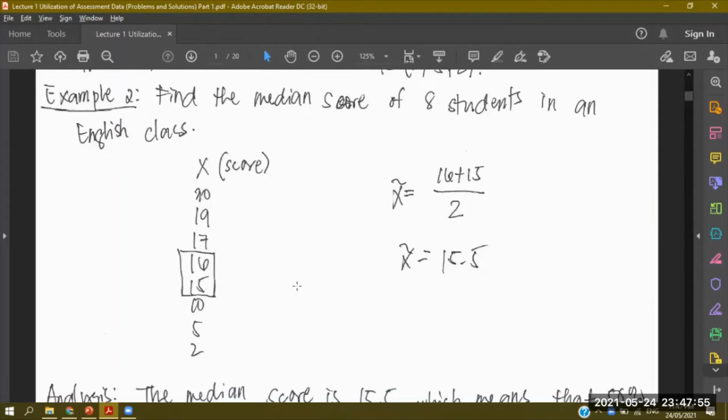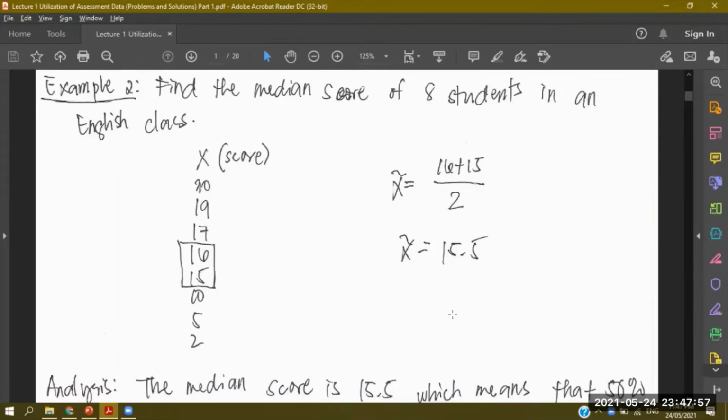Sir, ito na po yung median score natin, no? Because our median score is actually only one. You cannot have 2 median scores, no? That is why if you have this case, you have to get the average of the 2 middlemost scores. So ang gagawin lang natin, we just have to add them and then divide by 2. So we have 16 plus 15 divided by 2. Therefore, our median score is 15.5.